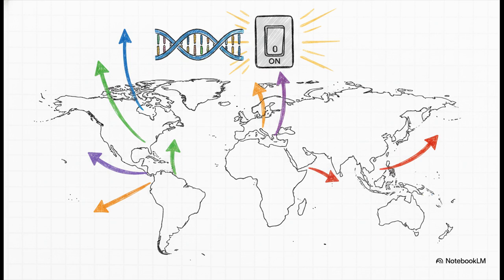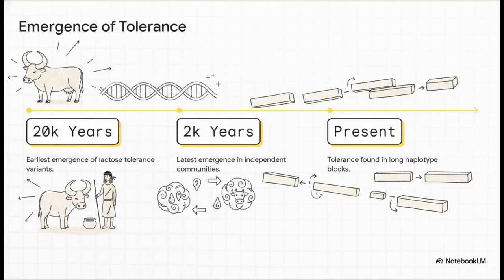And these mutations didn't even change the lactase protein itself. Instead, they happened in the DNA's enhancer region, which essentially just jammed the LCT gene in the on position, keeping it transcribing right into adulthood. We can actually trace the earliest emergence of these lactose tolerance variants back roughly 20,000 years ago. But the latest emergences, those happened just 2,000 years ago in completely separate independent communities.